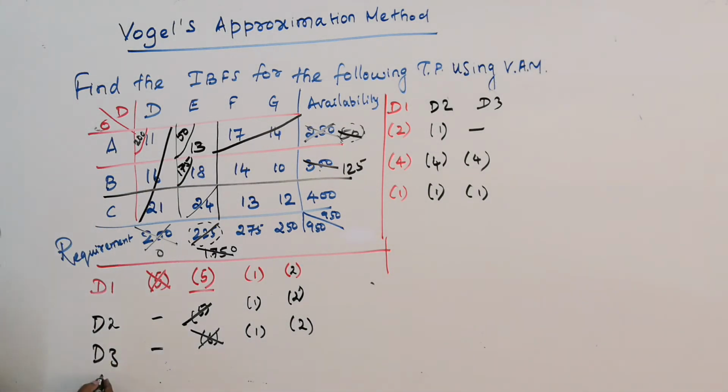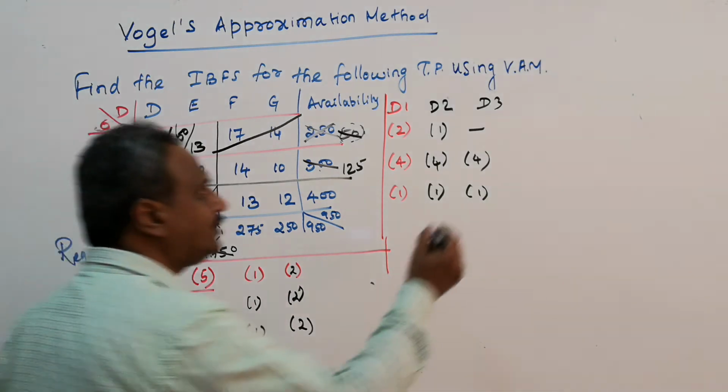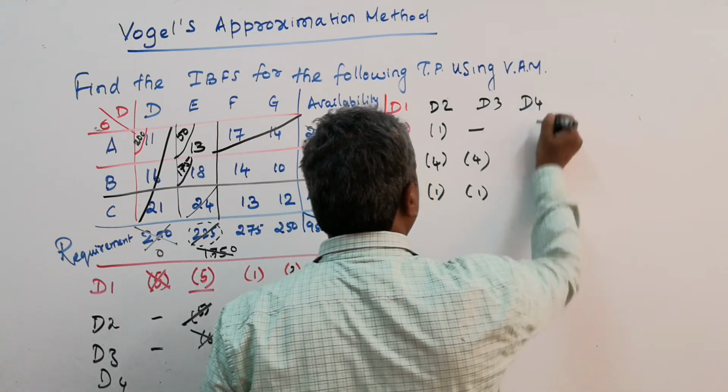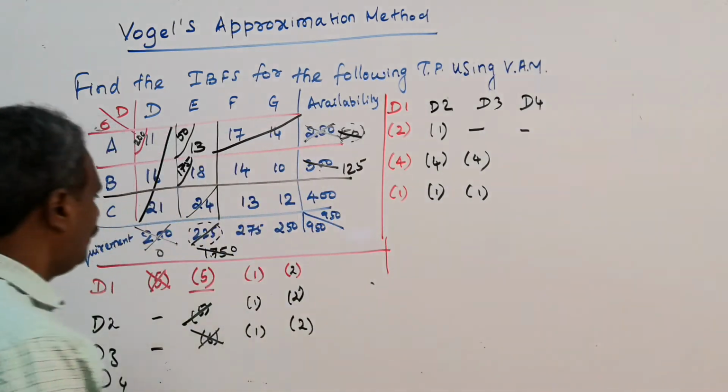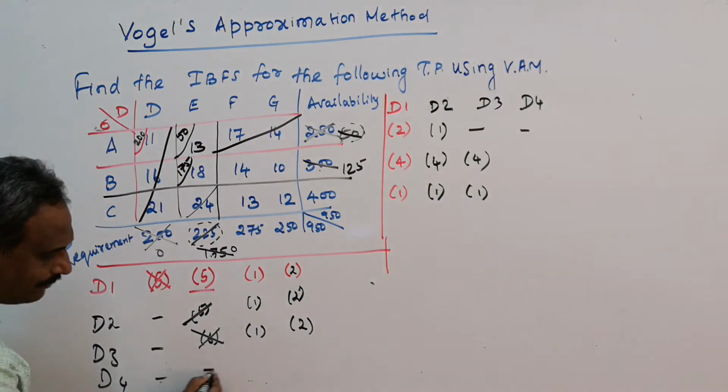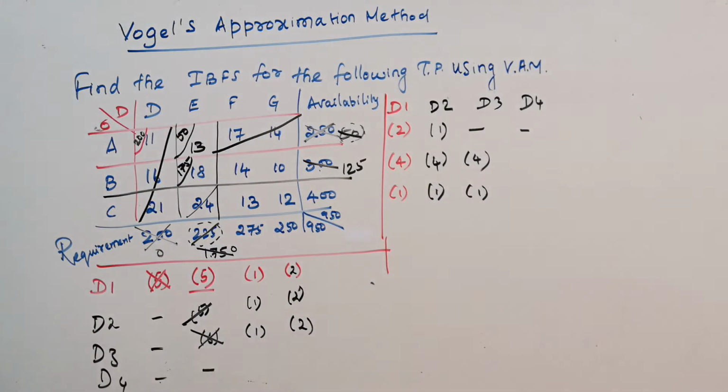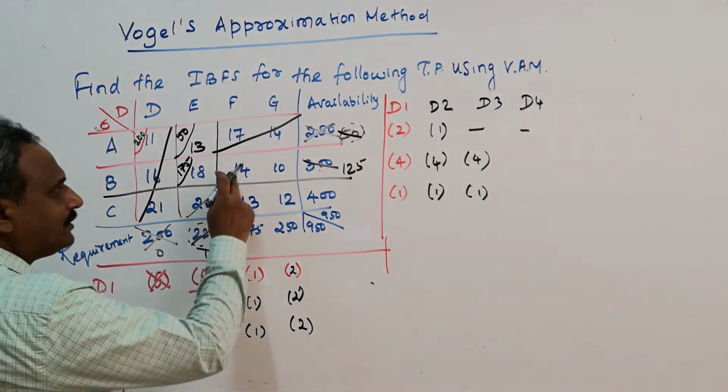Next, we are going to find the next difference, D4. Like this, we are going to keep finding the difference until we finish all the allocation. When we come here, we will not have the difference for these two places, isn't it? Because already this is filled and this is also filled. Now I am going to check the difference here.